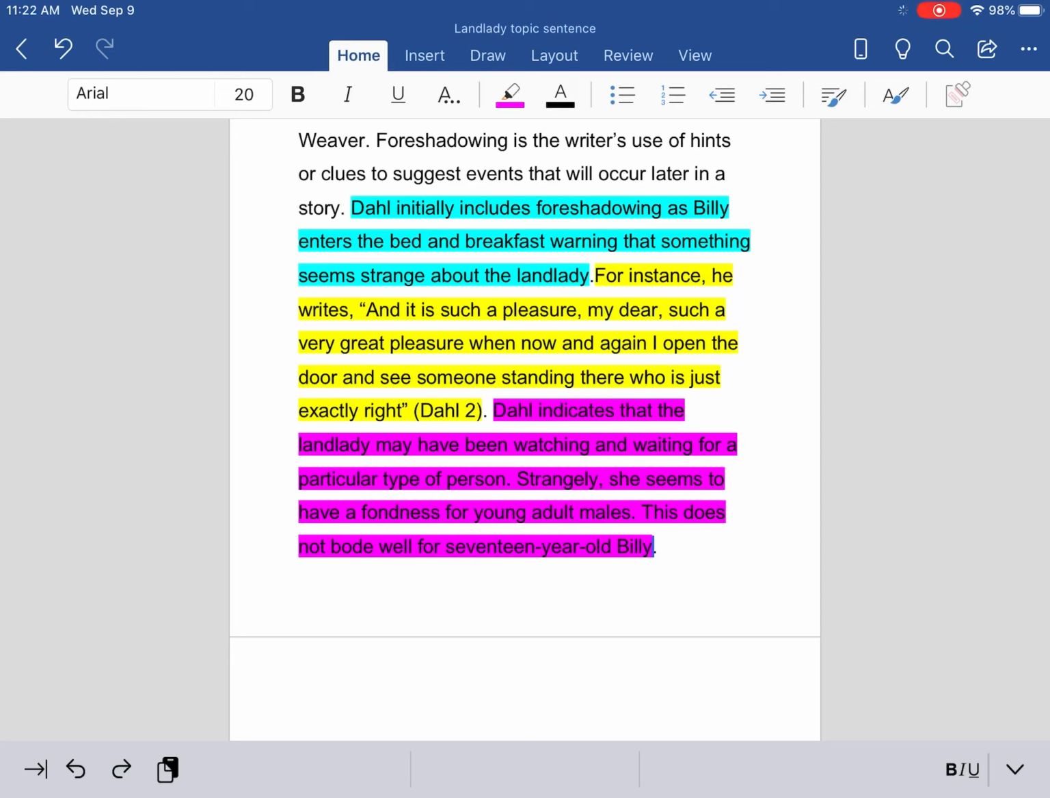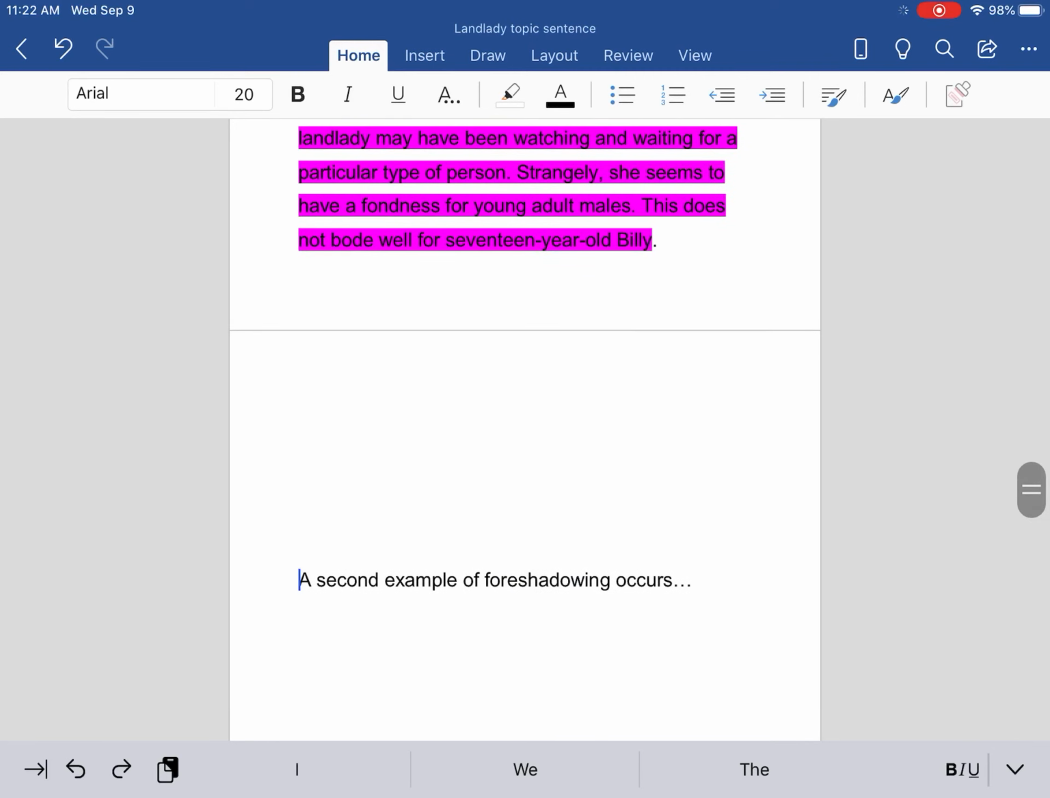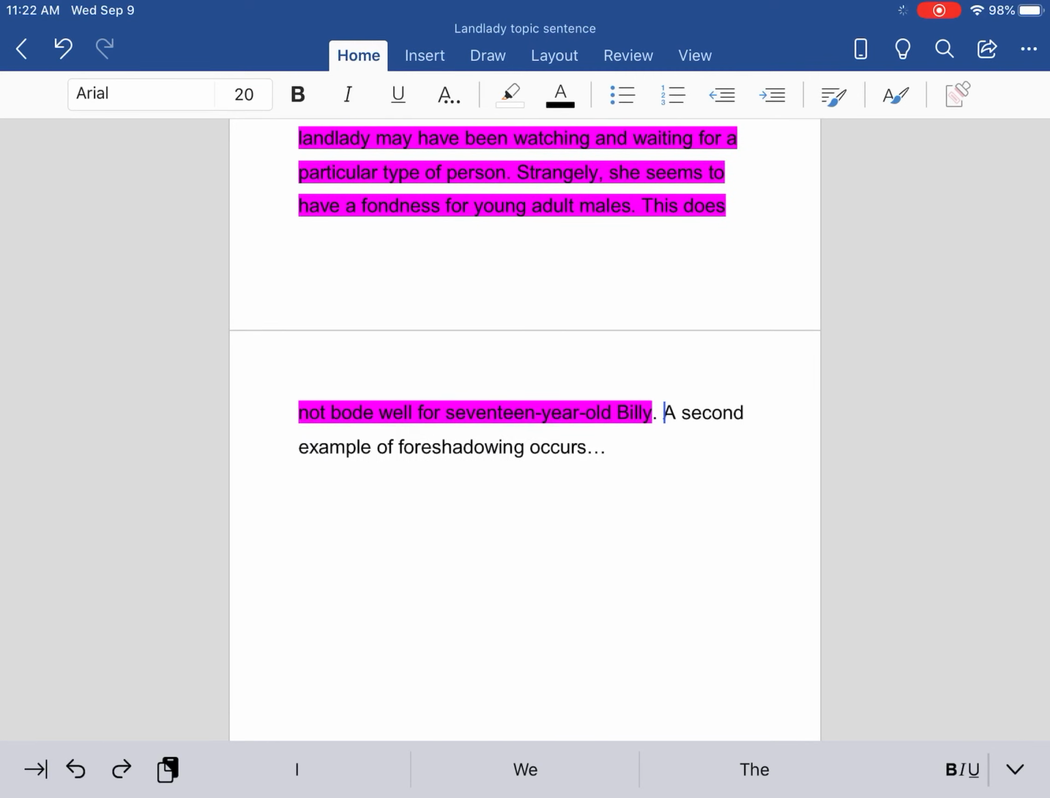Dahl indicates that the landlady may have been watching and waiting for a particular type of person. Strangely, she seems to have a fondness for young adult males. This does not bode well for 17-year-old Billy. There is my point, my proof, and some polished sentences, and now I just need to repeat that same format 2 more times. So what you're going to do is to add in a transition. Here's your transition. A second example of foreshadowing occurs, and you're going to complete that thought.